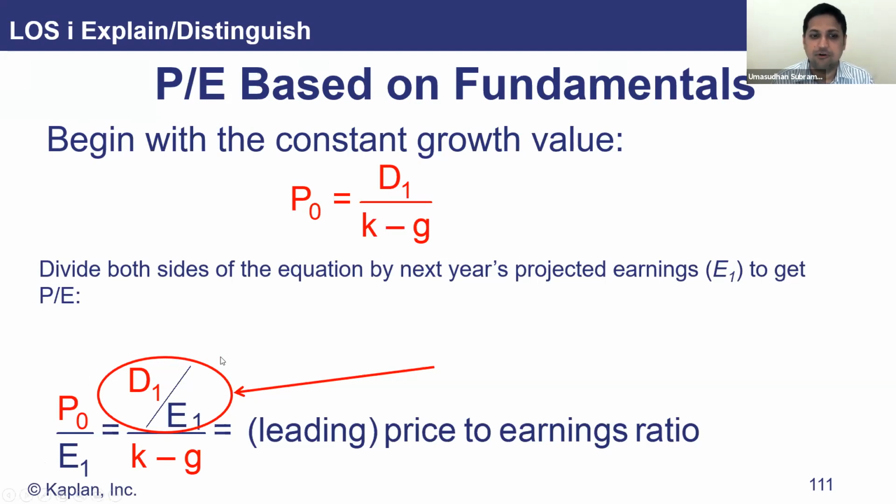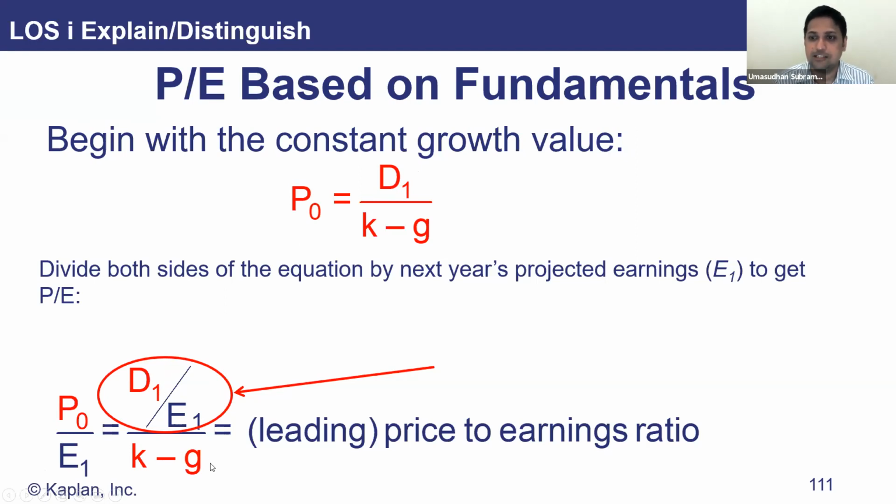So you look at this formula, we are dividing your dividend discount model on both sides by the next year's EPS projection. P naught divided by E1, and on the other hand, you have D1 divided by E1. So what does that mean? You divide your dividend per share for next year by earnings per share, divided by cost of equity minus growth rate.